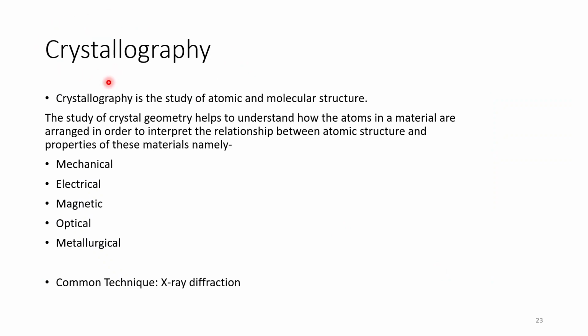Now crystallography is the study of atomic and molecular structure. The study of crystal geometry helps to understand how the atoms in a material are arranged in order to interpret the relation between atomic structure and properties of these materials, such as mechanical, electrical, magnetic, optical and metallurgical properties. The common technique used to find out the type of crystal structure in a material is X-ray diffraction.